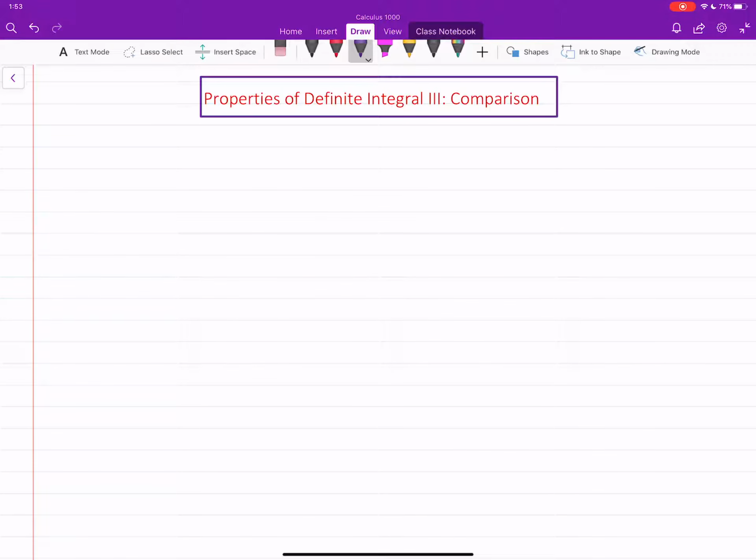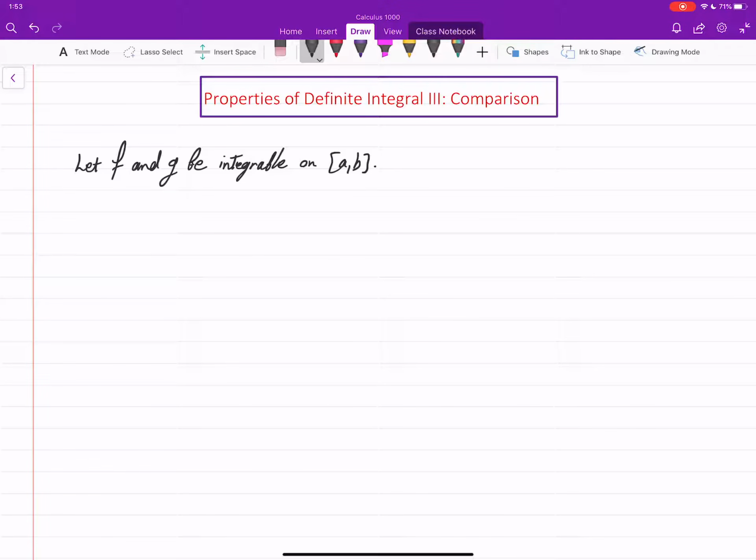Hi, in this video we will study another set of properties of definite integrals, in which we will see how definite integral and inequalities work together. Again, we are assuming that we have two functions which are integrable on an interval a, b.